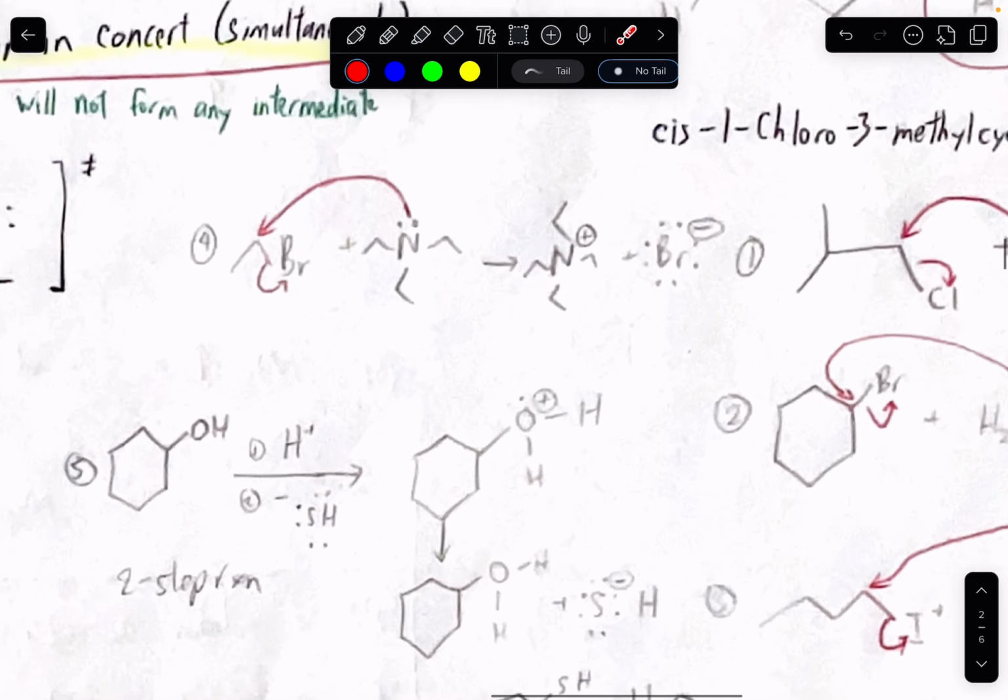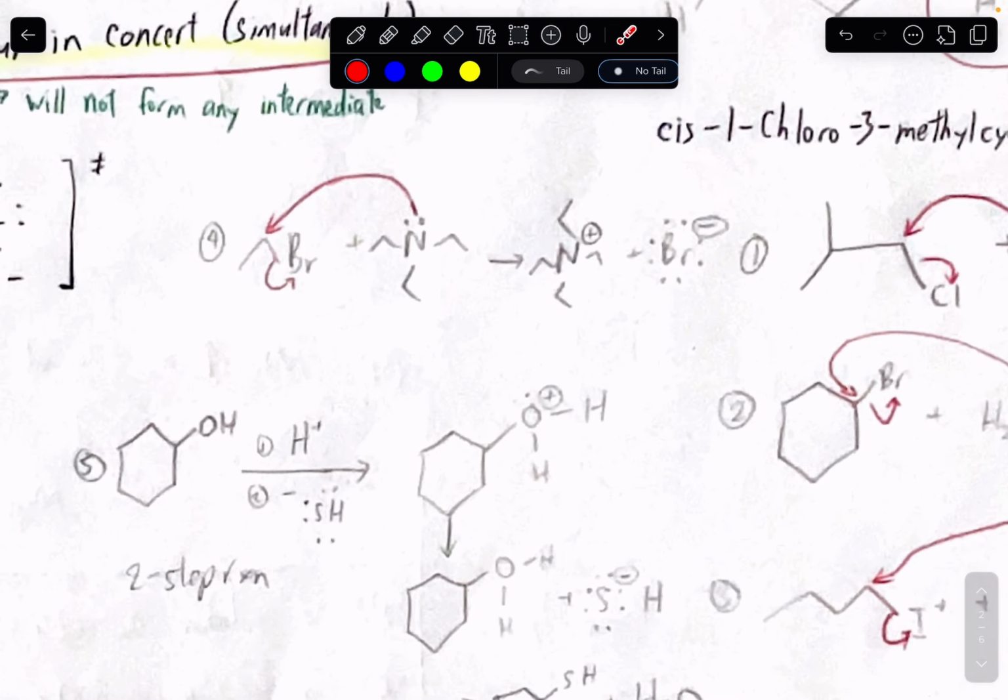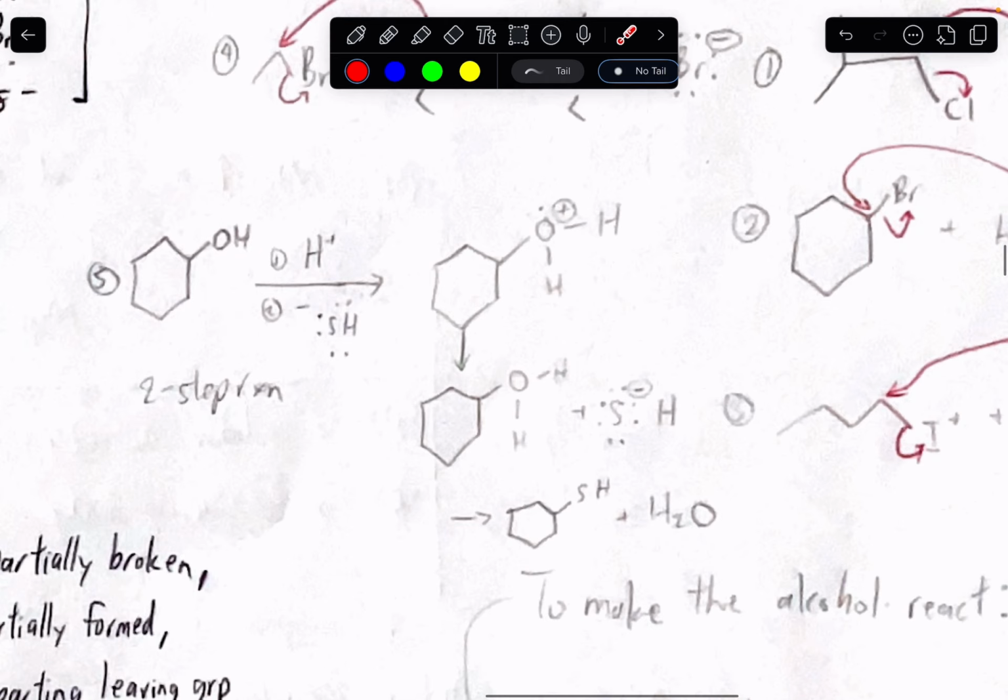Number 4, bromine. This is our nucleophile. It's neutral. Bromine is negative. Okay, this makes sense. Number 5.